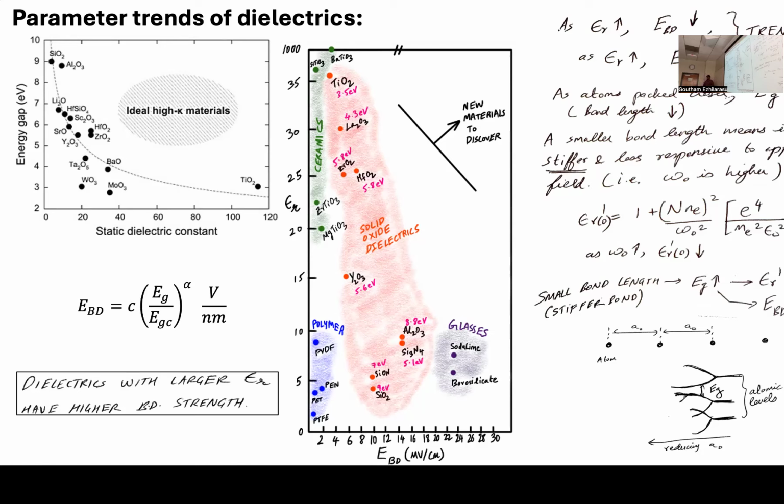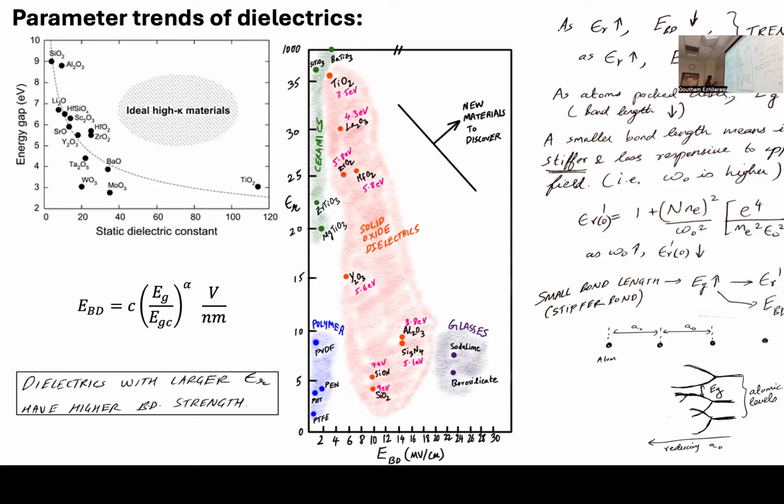Yeah, omega naught is lower. If omega naught is lower, correct. So when omega naught is lower, it resonates sooner. That's what makes the difference. Yeah, so if you want to increase epsilon r prime, you need to essentially lower omega naught. So what does lowering omega naught mean? It means that you are essentially making the bond more relaxed, right? So what does making the bond more relaxed mean?